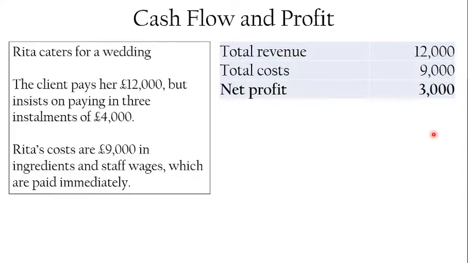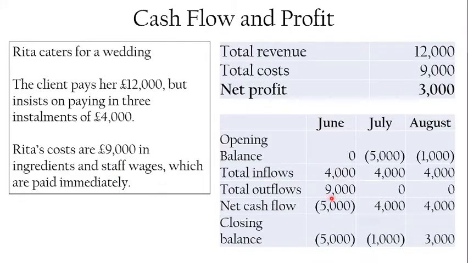Well, if you have a look at Rita's profit, that's great. She got 12,000 in, but she pays out 9,000. However, the issue comes here, where they're going to pay in 3 instalments, but staff and ingredients need to be paid immediately. So let's just say it's a nice June wedding. Rita doesn't have any money in the bank. The payments, the inflows, are spread over 4 months, but all of the outflows go out in the first month.